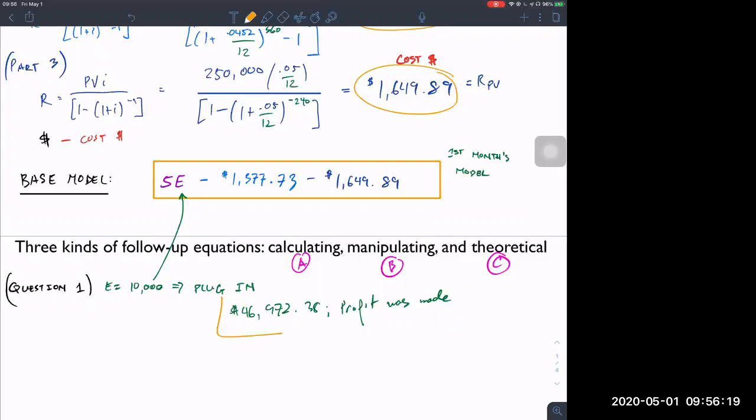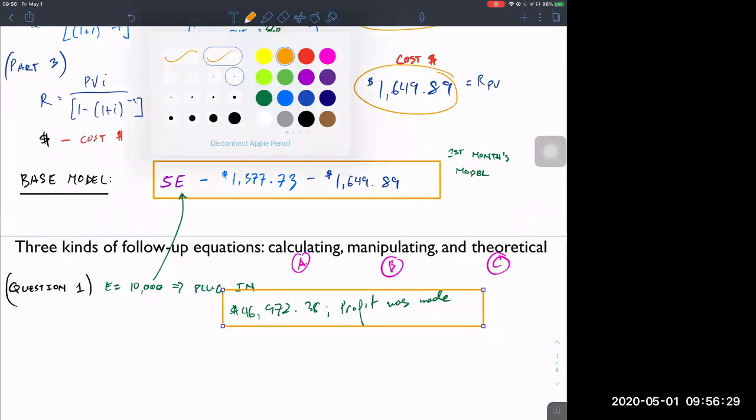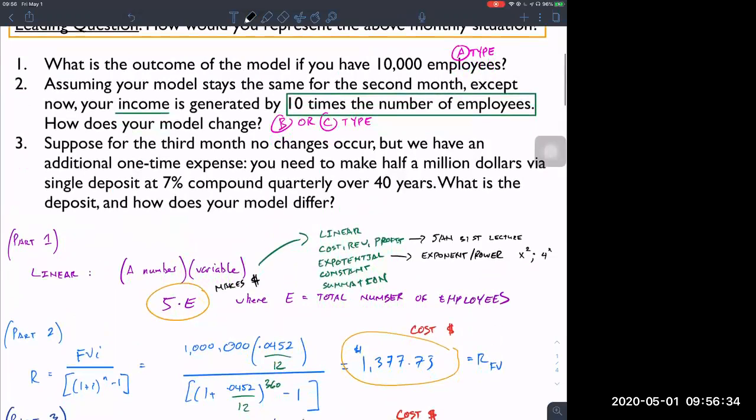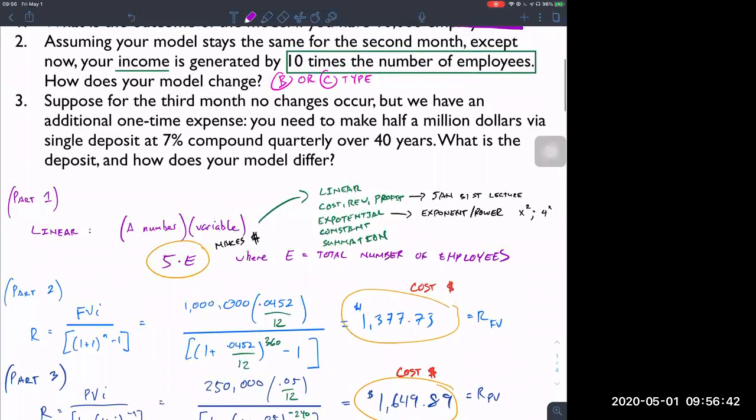Question 2 is asking, so if it helps, maybe just cross this out. We're done. Okay, now question number 2 is a B or C type. So there's some kind of manipulation of your model, basically creating the second month's model, as you said, or you could think of it as theoretical because it's kind of like changing things without too much calculations.